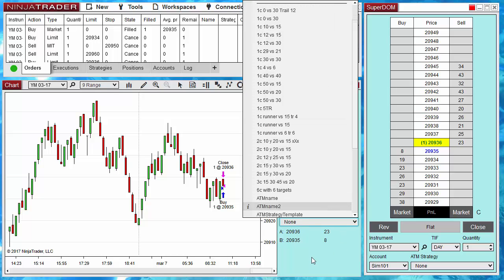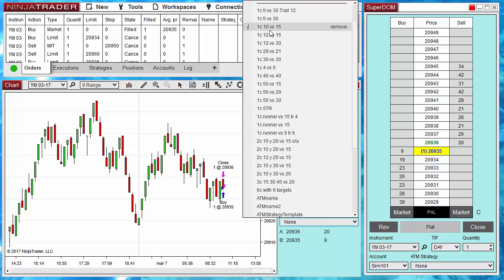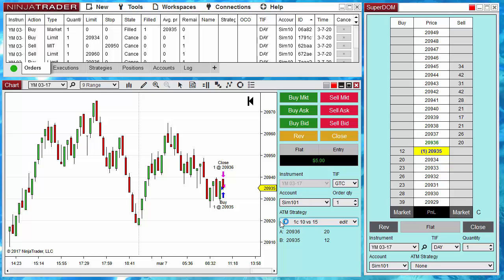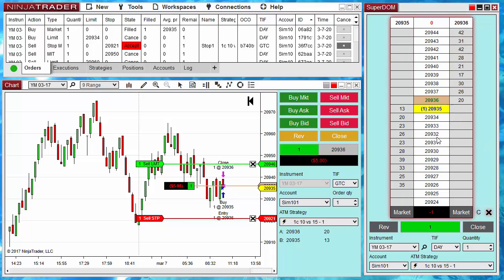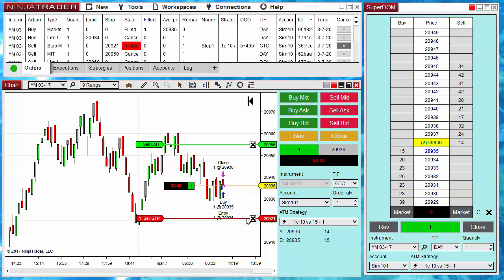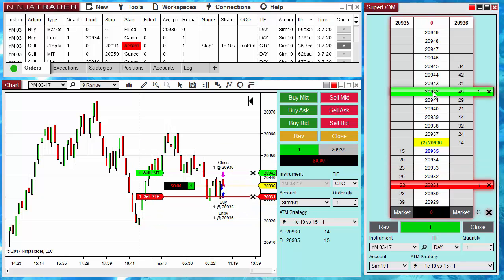All the orders can include an ATM setup where we can specify the trade configuration. For example, with this ATM, we have one contract with 10 ticks of target and 15 ticks of stop. And the target and the stop orders are placed together at the same time we get a fill. We can move the orders from the chart or from the DOM.